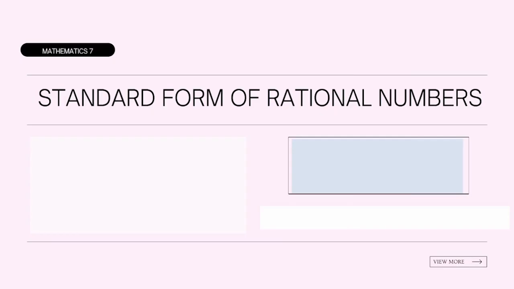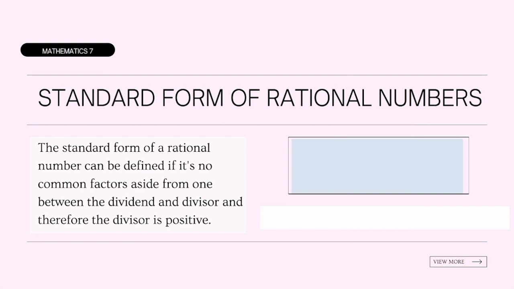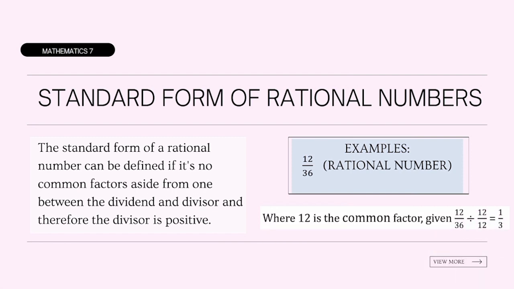Next, we have the standard form of rational numbers. The standard form of a rational number can be defined if it has no common factors aside from one between the dividend and divisor, and the divisor is positive. For example, 12 over 36 is a rational number, but it can be simplified as 1/3. The common factor between the divisor and dividend is only 1.